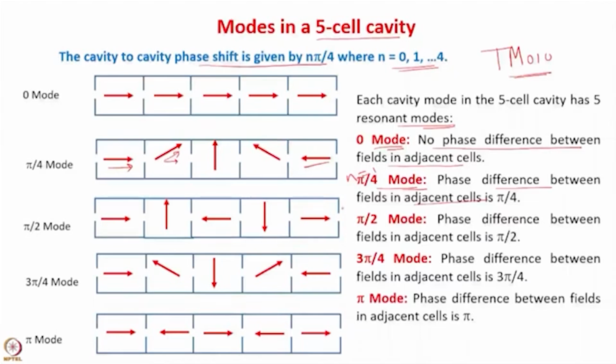Similarly, for n equal to 2, we have the π/2 mode. Here there is a phase shift of π/2 in the adjacent cells. So if you see, every alternate cell is unexcited. There is no field in the z direction. Similarly, for the π mode, we can see that there is a phase shift of π in adjacent cells. So here the field is in the opposite direction in the adjacent cells.